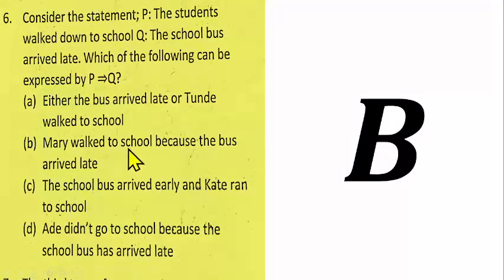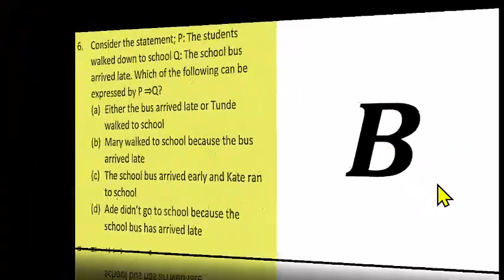Mary walked to school, which is: if the student walked to school, then the bus arrived late. If the student walked to school, that is if P then Q. If the student walked to school, then the school bus arrived late. Then you're having Mary walked to school because the bus arrived late, which corresponds with if P then Q. So option B is the correct option for question number 6.